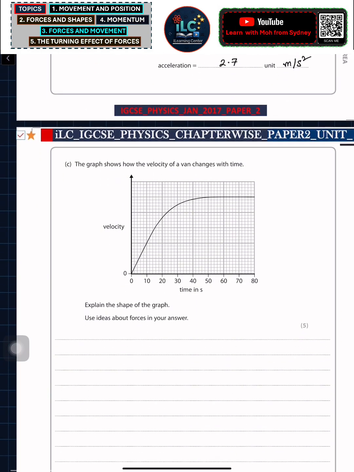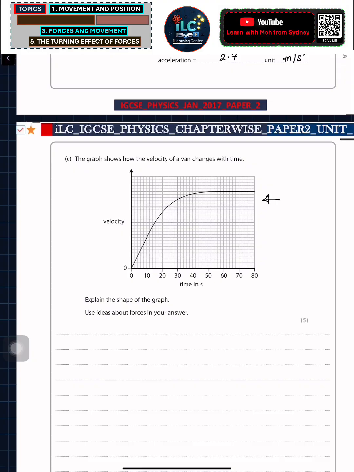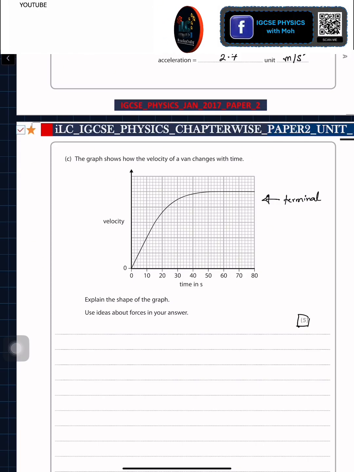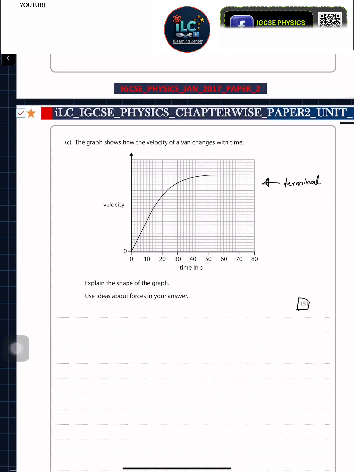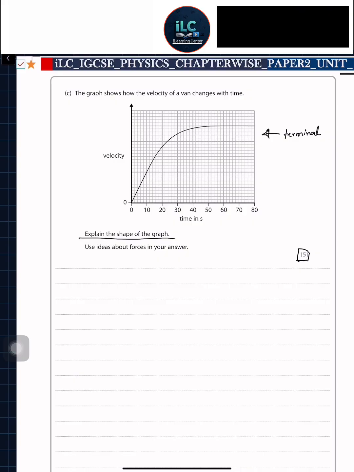Next one here, if you remember, this is pretty much the same question as terminal velocity. The graph looks very similar. Here they give you 5 marks, which means it's very important. You should be getting all 5 marks. Explain the shape of the graph. So this is the part. They want to know what shape is what.